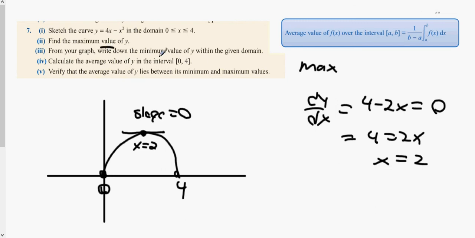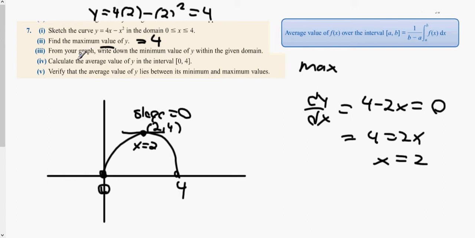The maximum value we then have to find by replacing x with 2. So 4 times 2 minus 2 squared, and the answer is going to be 4. So this point here is (2, 4). It's considered to be the maximum point, and the maximum value of y is 4.